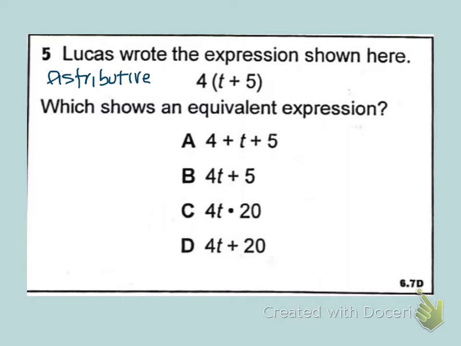Okay, and it says which shows the equivalent expression. So for the distributive property, we go here and we multiply, and we go here and multiply. This is our Oprah property where everybody gets a car. The T and the 5 get the 4, so everybody gets a 4. The operation is multiplication, so 4 times T is 4T. Then we have a plus sign, and then 4 times 5 is 20. So your answer is D.